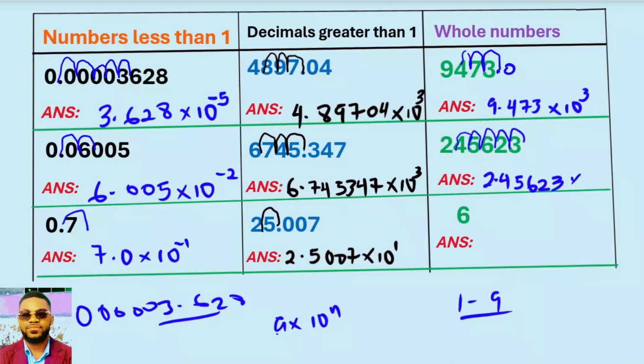2, 3 times 10. Exponent how many times? 5 times. Let's check once again. 1, 2, 3, 4, 5. So that is the answer.